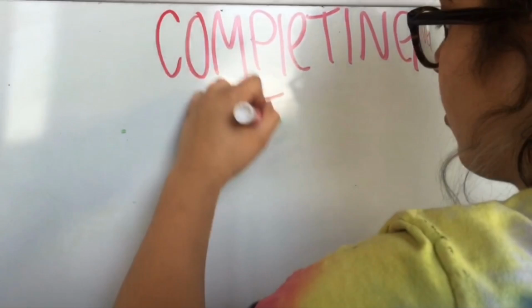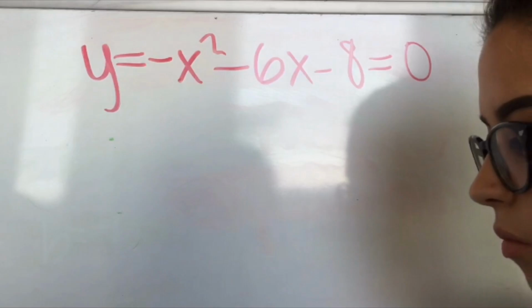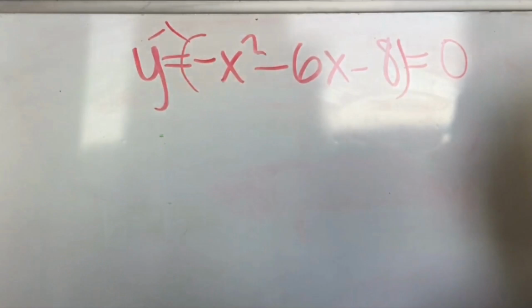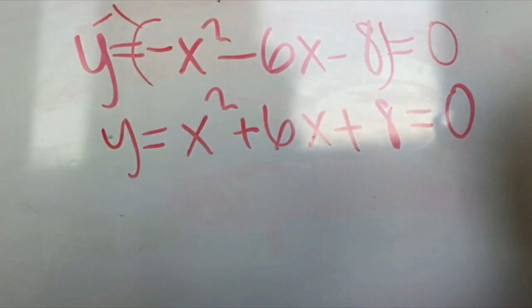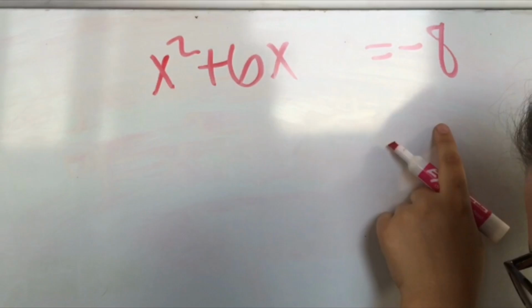So we're going to start by completing the square. Our equation is negative x squared minus 6x minus 8, all set equal to 0. We need to multiply everything by -1 because we can't have our a being negative. That's our equation after we do that. Then we need to subtract 8 from both sides and then erase it from the other side.